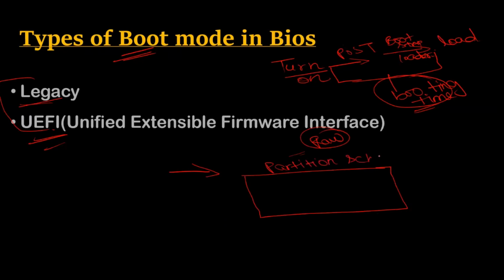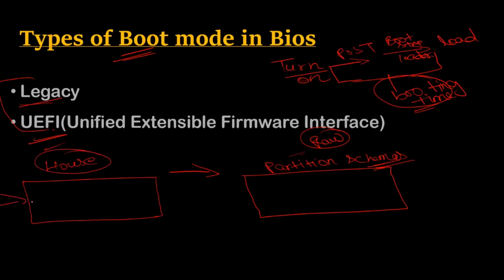Partition schema, we can say, is like a layout of your partition, which will decide how many partitions and which type of partitions you can create. This is called partition schema. This is the same as, if I compare with one more example, suppose I have this space and I want to build my house there. Right. So this is my raw space.